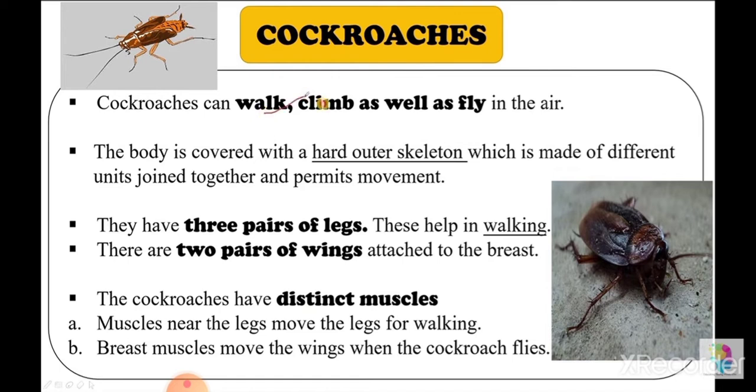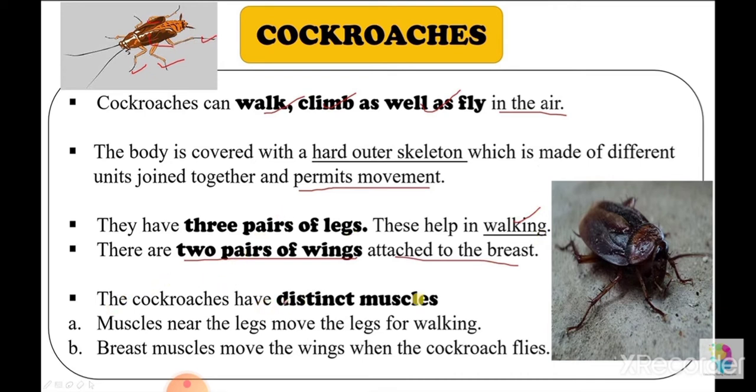cockroaches. Cockroaches can walk, climb as well as they can fly in the air. The body is covered with hard outer skeleton which is made up of different units joined together and it permits movement. They have 3 pairs of legs, as you can see. These help in walking, and there are 2 pairs of wings attached to the breast.